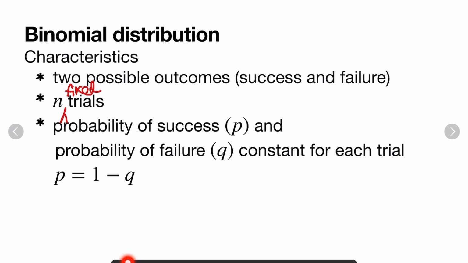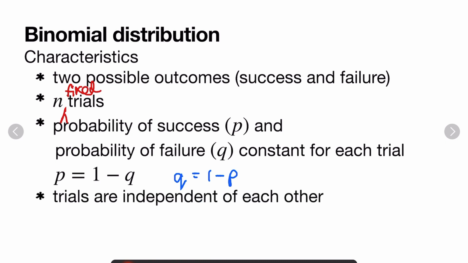Everybody must know this. Semua orang kena tahu yang ini. So this is the probability of success. Nak cari dia, 1 minus Q. Sama juga kalau you ada probability of failure, you nak cari 1 minus P. 1 minus je. It's going to complement each other.